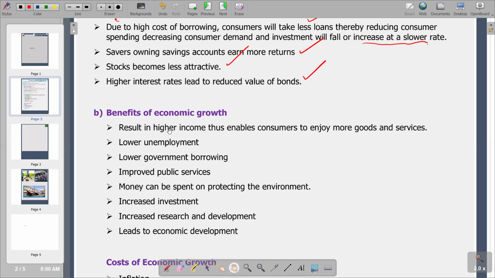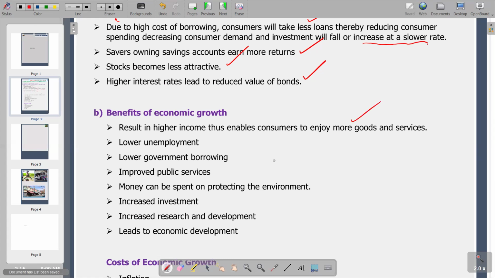We are saying the first part results in higher income, thus enables consumers to enjoy more goods and services. Obviously, when we have got economic growth, we have got more production of goods and services taking place. So the businesses that are operating in that economy are going to earn more revenue. By earning more revenue, it means also higher profits, and those higher profits increase the remuneration of workers, and the workers are the consumers. When they earn more, they are going to have higher income. When they have that higher income, they are going to spend it on buying goods and services. So basically, that's the explanation that we have on the first part, where we have a result in higher income that enables consumers to enjoy more goods and services.